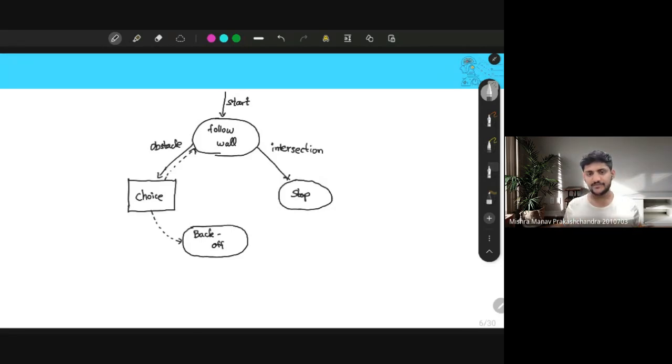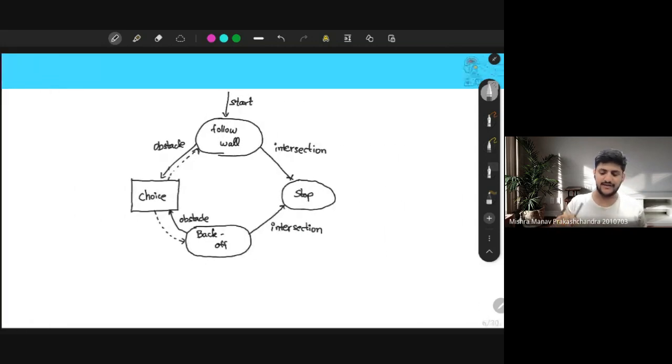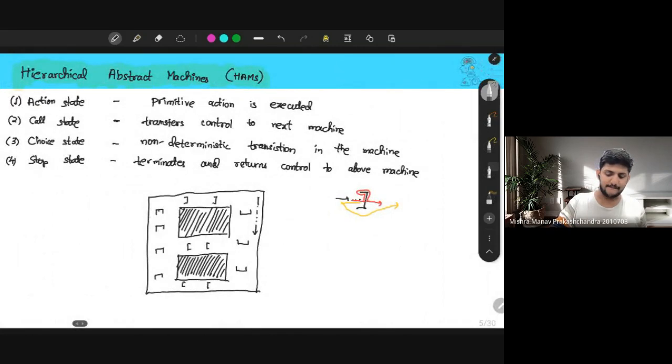Now, once I've backed off, what do I do? Once I've backed off, I again can encounter two things. I can encounter an intersection again, or I can encounter an obstacle again. So if I'm at this particular position and I choose the option of back off, I don't back off for some random few steps, right? I back off till I encounter something. So I keep backing off till I either hit an obstacle or I again reach an intersection. It's like I'm moving in the reverse direction.